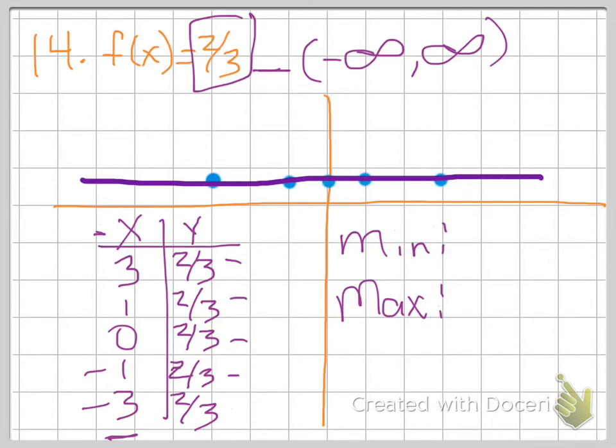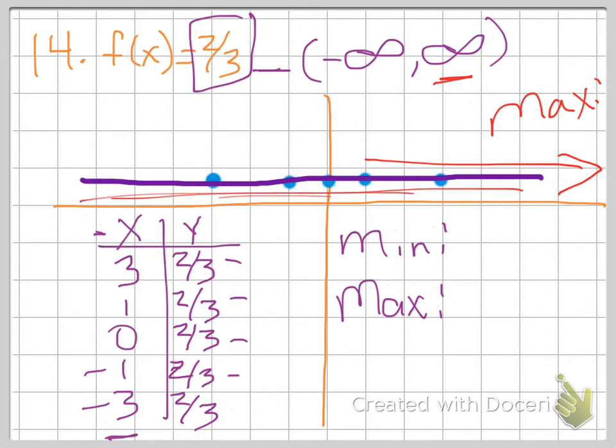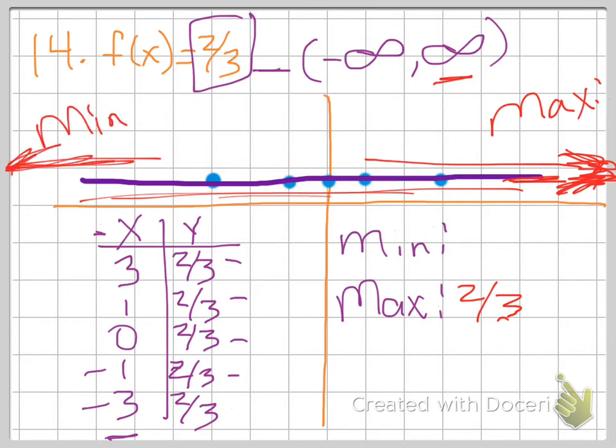Well, good question, right? As I go out to the right and I get bigger towards that infinity, I go towards my maximum, right? And because it's a straight line, there's no curves, it stays the same. So my maximum, however far out that goes, is going to end up being 2/3. How about my minimum? My minimum is as far out as it goes to the negative side. But what happens? It stays at a steady 2/3. So my minimum is also 2/3.